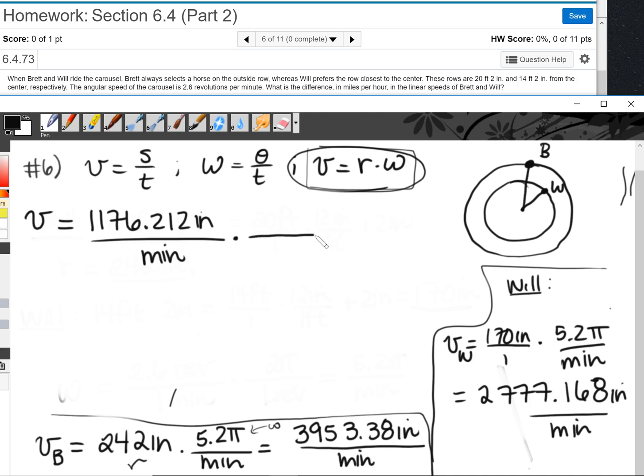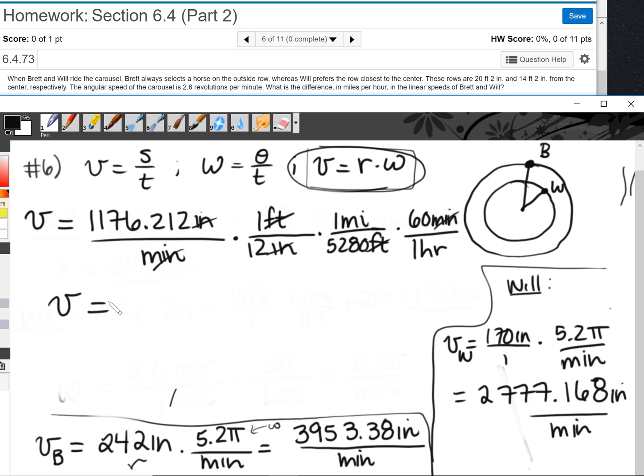And now let's talk about how to change that to miles per hour. What I do know is that I'm going to get to feet first. So in 1 foot, there are 12 inches. And in 1 mile, there's 5,280 feet. If you notice, that'll get rid of my inches, that'll get rid of my feet, so I'll have miles, and now I need to go to hours. I want the hours on the bottom, so there's 60 minutes per 1 hour, and my minutes will cancel there. So what's the difference in their linear speed?